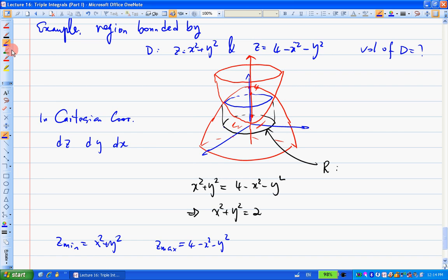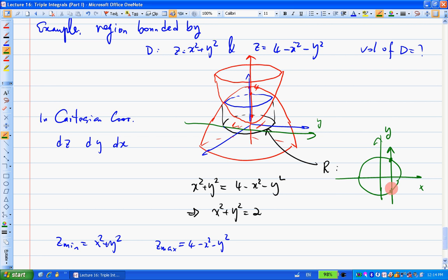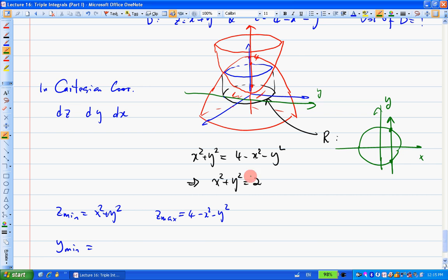To find y min, y max, what we do is we draw a horizontal line in the y-axis direction. So maybe I'll draw the shadow here in the xy plane. And that line is basically this. So where does it hit first? It hits here first, then hits this next. So this is your y min, this is your y max. This is the bottom half of the circle, and this is the top half of the circle.